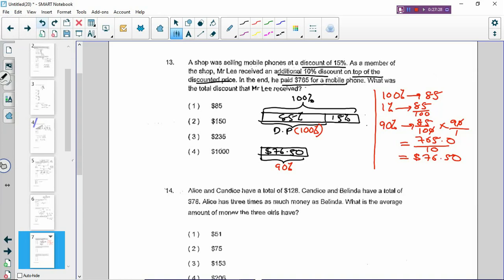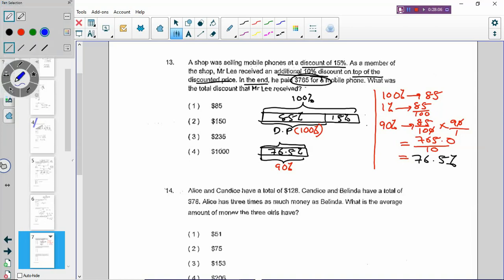Oh, by the way, I made a mistake. It is not the money, it's percentage. So let me write again. It's 76.5%. So what is 90%? 90% is 76.5%. So we're going to put down over here 76.5%. Now, in the end, he paid $765 for the mobile phone, which is over here. So this is the money that he paid after all the discount.